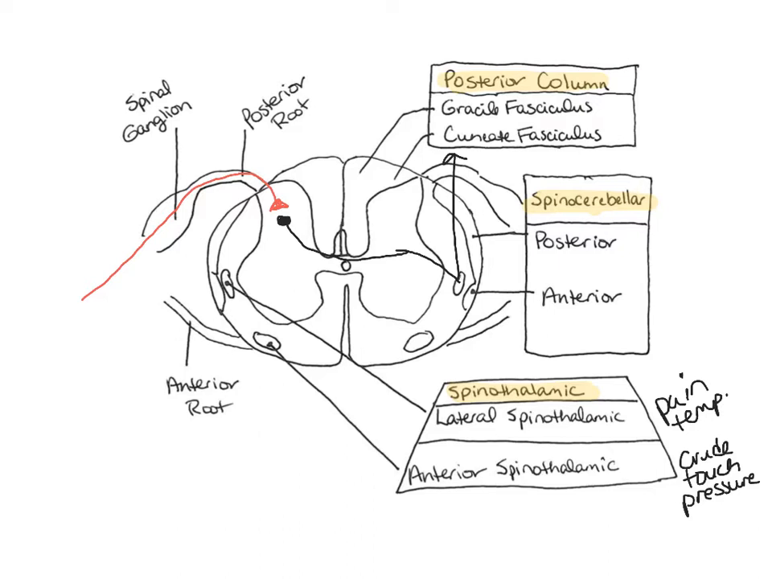Okay, so this is just showing you how that happens. It's just synapsing right away. The second order neuron goes all the way over to the lateral spinothalamic tract, which we find in the lateral white column, and then it's going to go up to the brain. The big thing on this picture that you want to remember is that the lateral spinothalamic carries pain and temperature, and that the anterior spinothalamic carries crude touch and pressure, right? So those are the big things that we want to know.